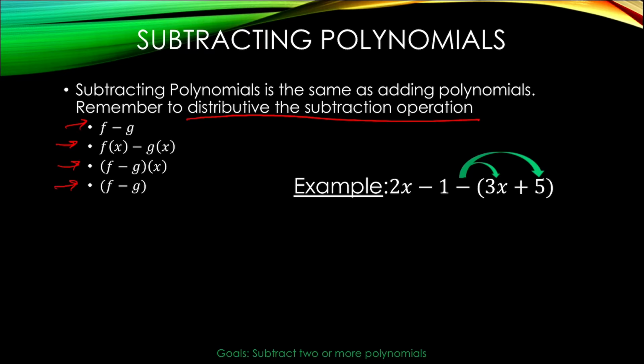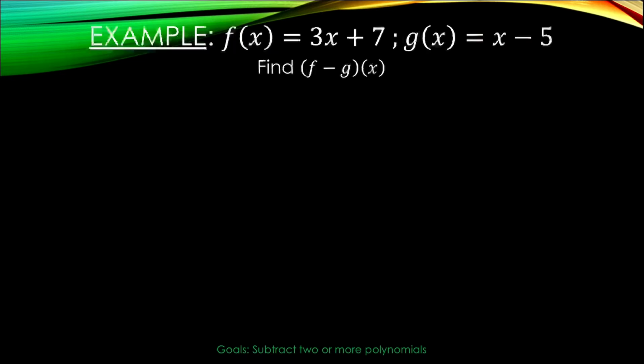Notice here I have 2x minus 1 minus 3x plus 5. We need to remember to distribute that negative. A lot of the time, people will just distribute this negative to this one, and they forget about this one back here. So we have to make sure to distribute to everything.